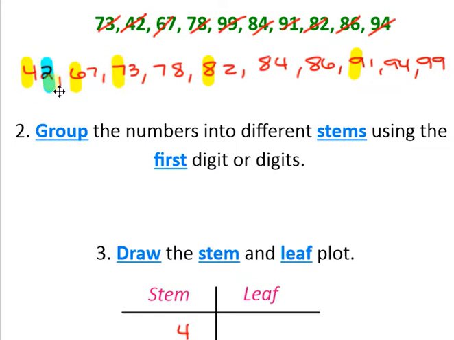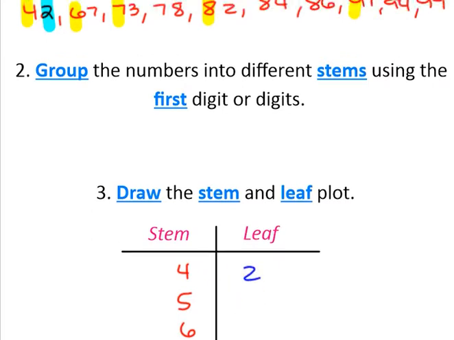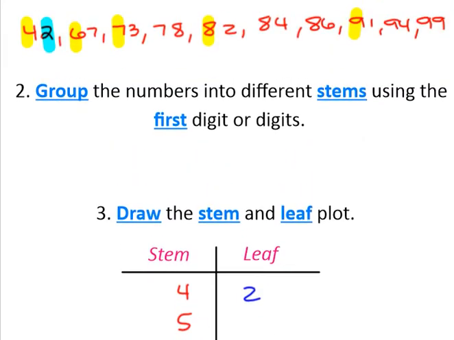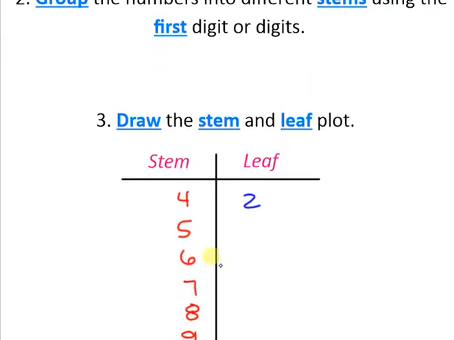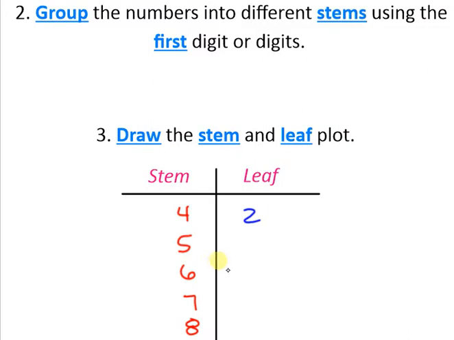We only have 1, 2 to correspond with our 4. So we have the number 42. So I'm just going to write 2 right here for that one. Now for our number 5, we didn't have anything with our 50s. So we're just going to leave it blank. For our 6, we only had a 67. So I'm just going to write 7.